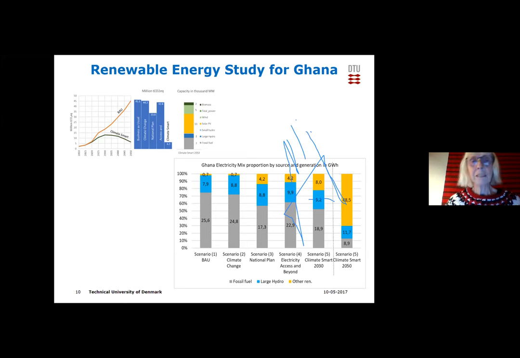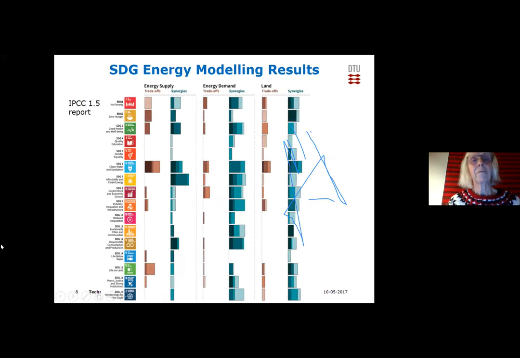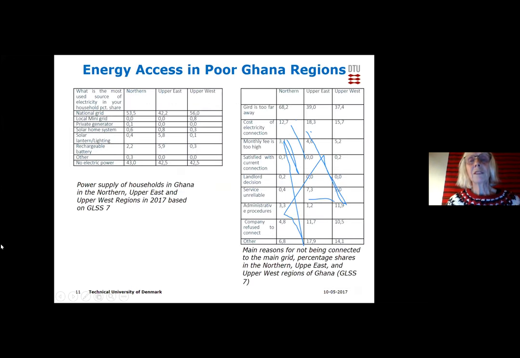And then one thing that I was considering was what about the poverty issue? Because in the northern part of Ghana, you have the three poorest regions, the Northern, the Upper East, and the Upper West. And if you take a look at the left side table I have here, it is from the income expenditure survey. You can see that, for example, in the Upper West, we only have 56% of the households with a connection to the national grid. And the connections to all the small grids and the private generators and so forth is very small.